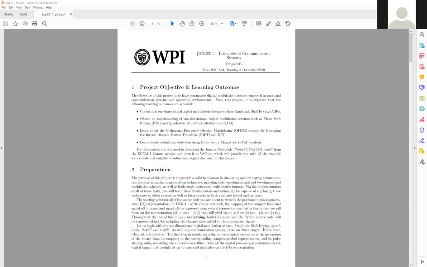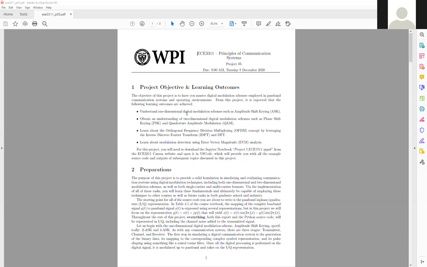Then multi-carrier. So the first two, the 1D and 2D, that's great. But what happens if you run a whole bunch, a series, a parallel number of either one-dimensional or two-dimensional modulation schemes simultaneously? How do you pull that off? Well, that's the third learning outcome. You'll learn how to do that, right?